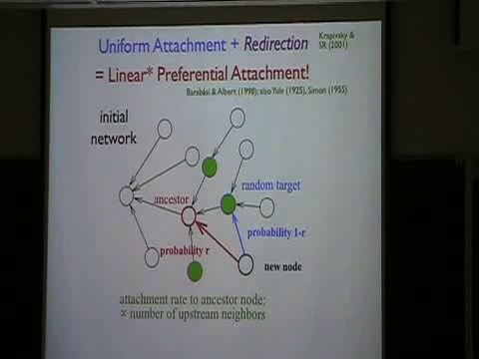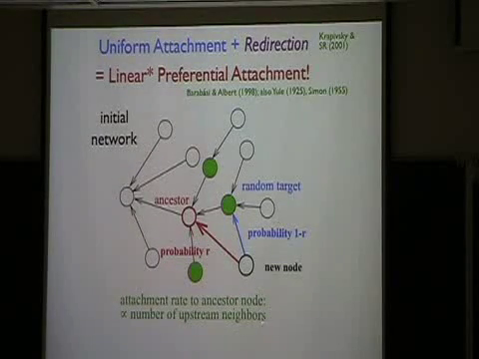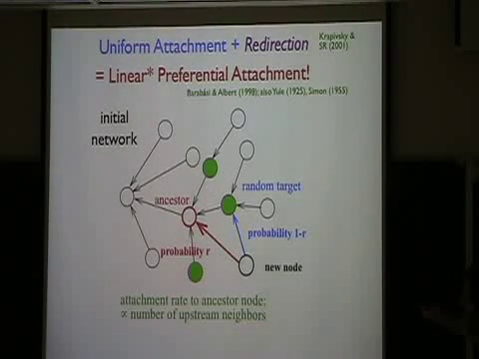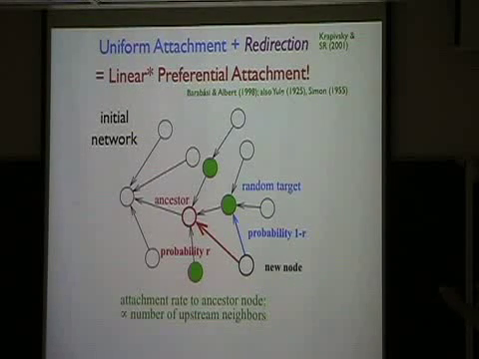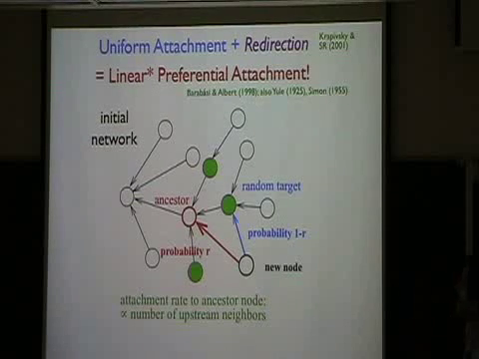Okay, so anyway, the point is that because the attachment rate is proportional to the number of upstream neighbors, that means the rate at which you attach to the node by redirection is proportional to its degree. Attachment rate proportional to degree is what's called linear preferential attachment. This was publicized and popularized by Barabási and Albert in 1998.